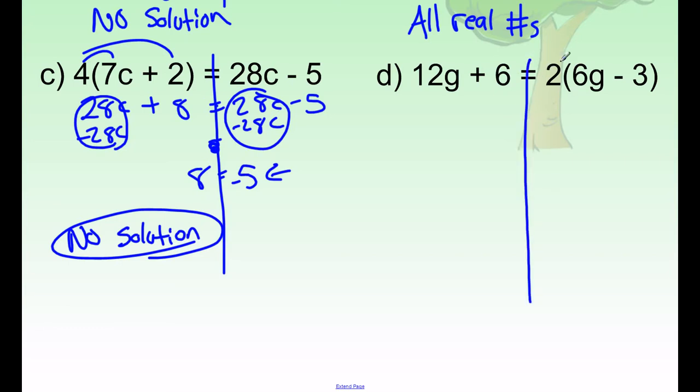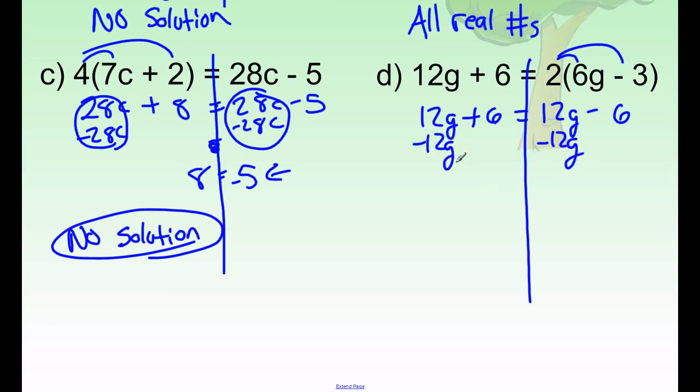Okay, letter D. Distribute: 12g minus 6, 12g plus 6. We subtract 12g on both sides. We have 12g cancels here, 6 equals 6. Now, I have purposely made a mistake. I want you to see if you can find the mistake, because this is a mistake I see quite often in class. And students would do exactly what I did and go, okay, oh, this guy's all real numbers. Why isn't it?